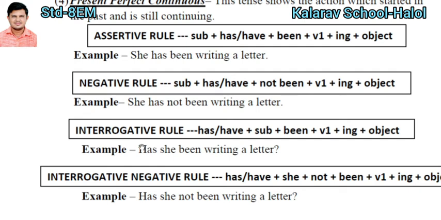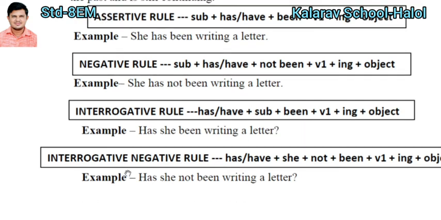Then lastly is interrogative. For the interrogative sentence, it is the same sentence, but the only difference is that has, have come ahead of the subject. So has, have come first, then the subject, then been, then the main verb with ing, then the object. Has she been writing a letter? Question mark. And lastly, interrogative negative.